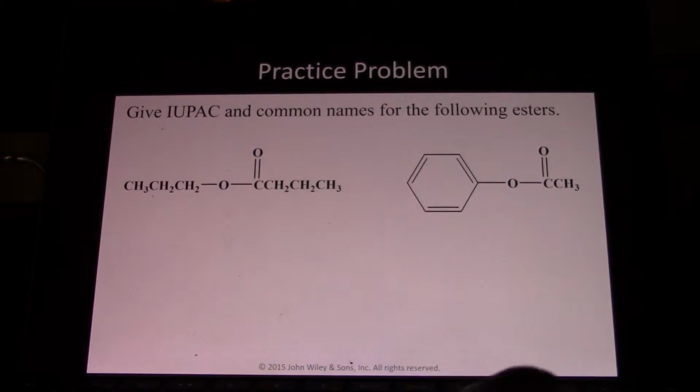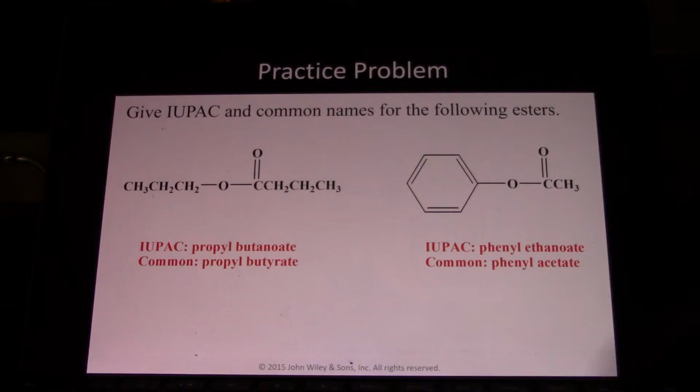Here we would have propyl 1, 2, 3, 4, butanoate. Here we would have phenol, because it's just the phenol group there. Acetate, phenylacetate or phenylethanoate.